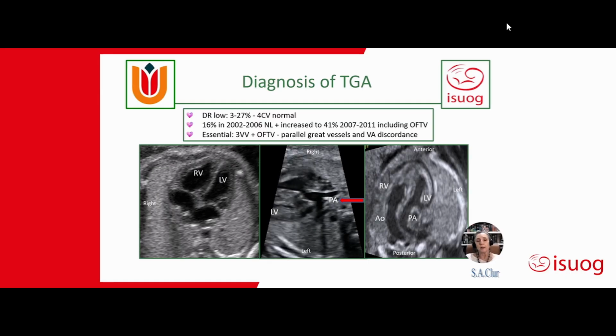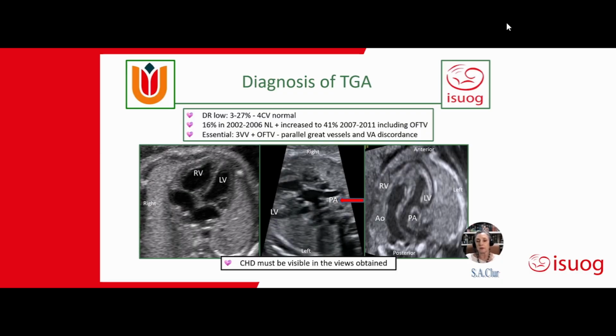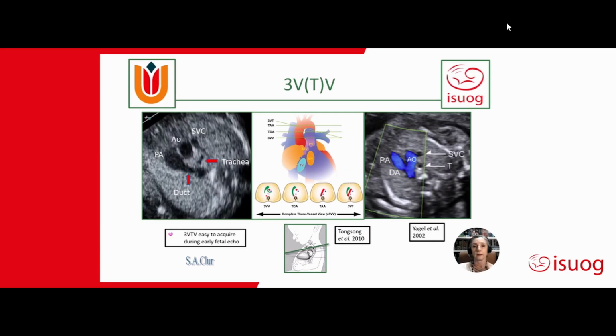We can see in the middle image the left ventricle leading to a vessel that divides, that is the pulmonary artery, and we can see in the image on the right the parallel arrangement of the great arteries. It is thus important that the congenital heart defect we are looking for is visible in the views we use. It is also important to use a 3-vessel and trachea views when detecting transposition of the great artery.